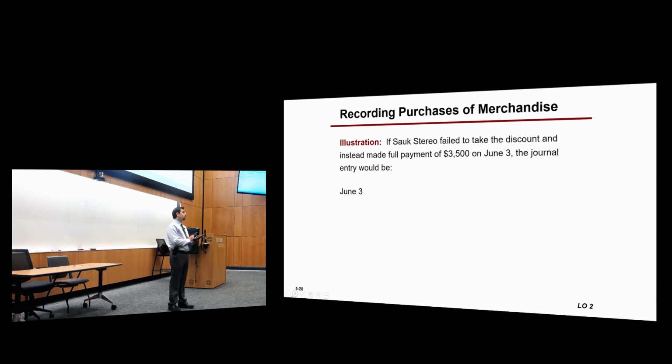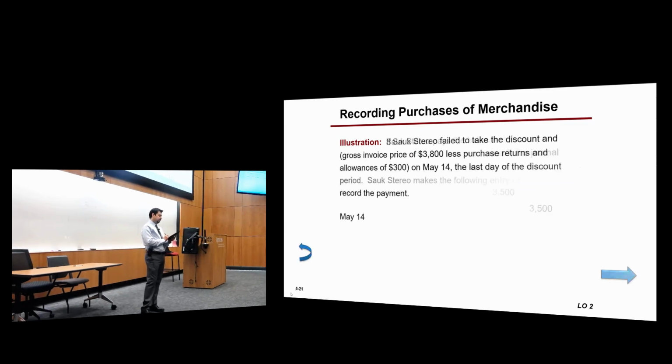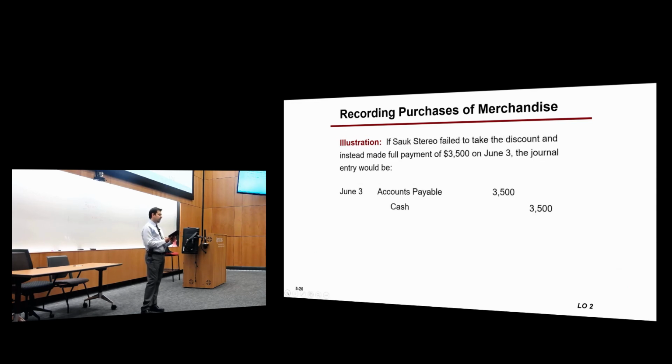Okay? The company will pay the full amount, right? Which is 3,500. Why is it not 3,800? Originally it was 3,800. They returned 300. So it is the net amount, 3,500, which is actually the 3,800 minus the 300. Okay? They paid in cash. When you pay the bill, your cash decreases, you credit cash, your debts also decrease, so you debit your liability, accounts payable.